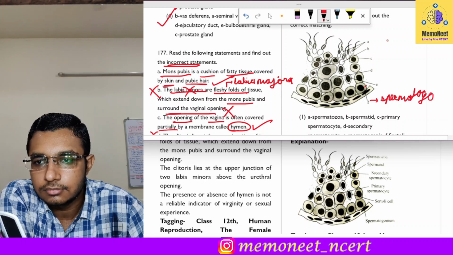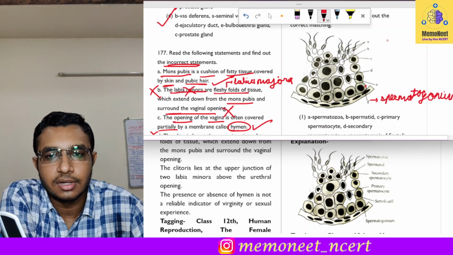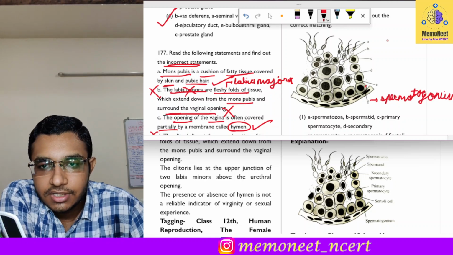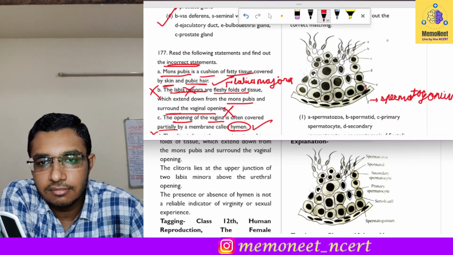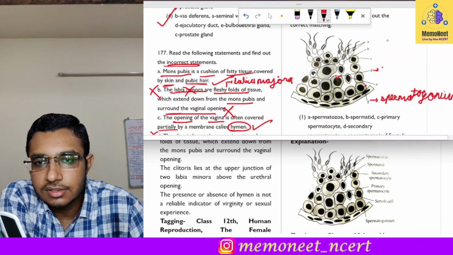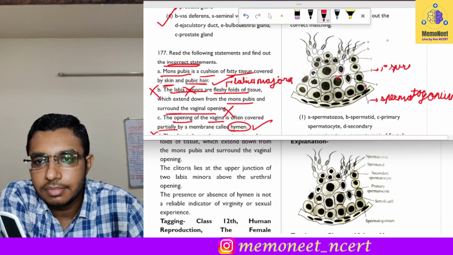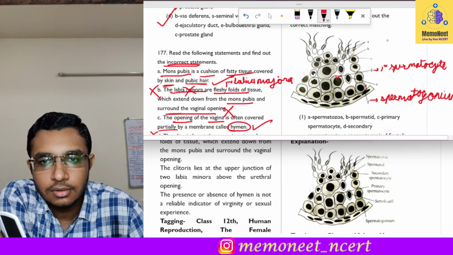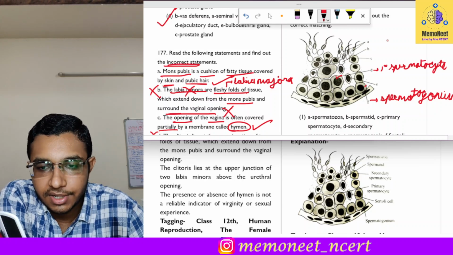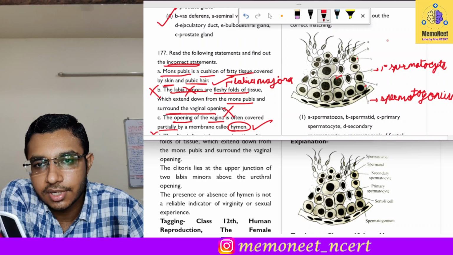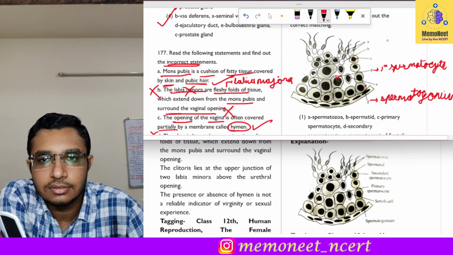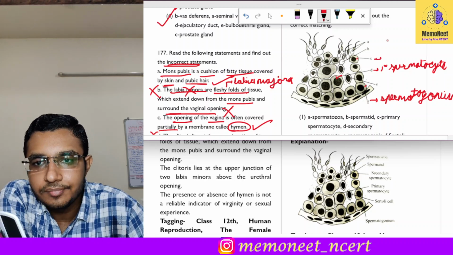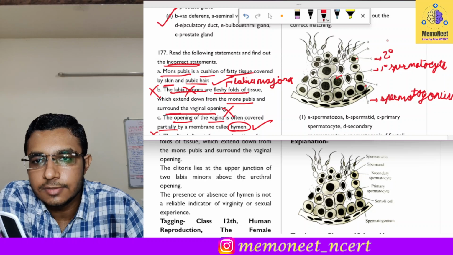spermatogonium, okay, or the sperm mother cell. Next it divides to form the primary spermatocyte. Okay, so this cell which is labeled as D, this is the primary spermatocyte. Okay, the primary spermatocyte divides to form the secondary spermatocyte. So this is labeled as C. So C is the secondary spermatocyte.